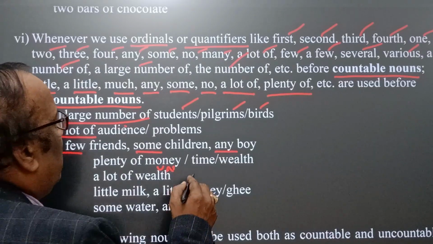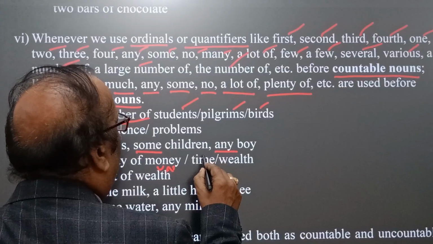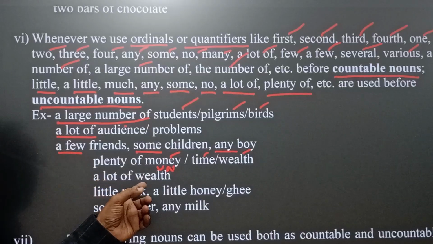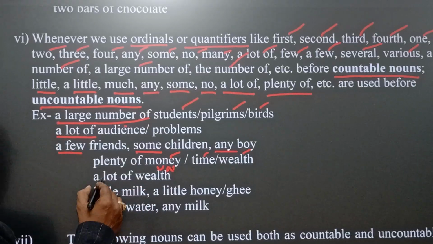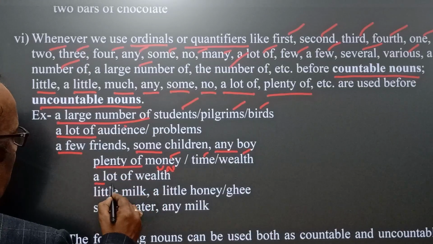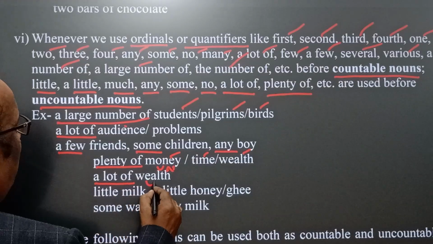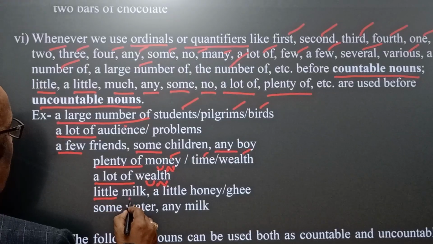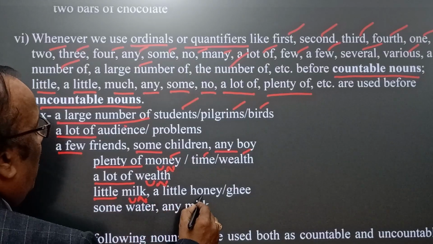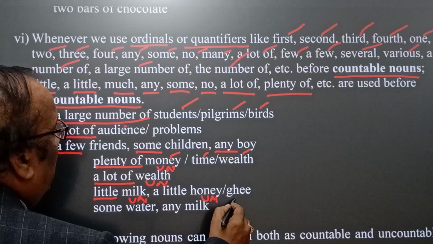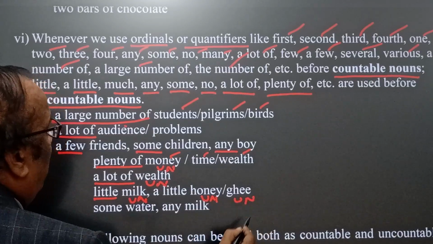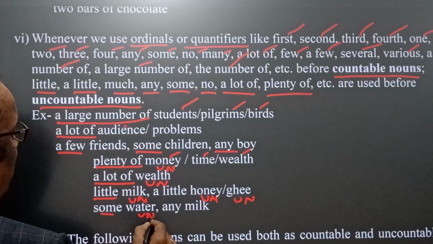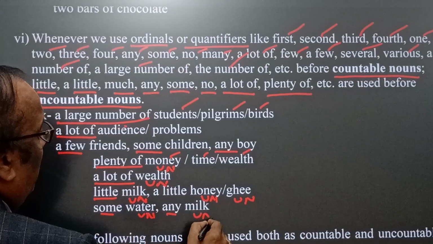And here, plenty of money, time, and wealth. A lot of wealth, an uncountable noun. Here we find little milk, an uncountable noun, and little honey, an uncountable noun. Remember, some water, an uncountable noun here, and some, any milk, uncountable noun.